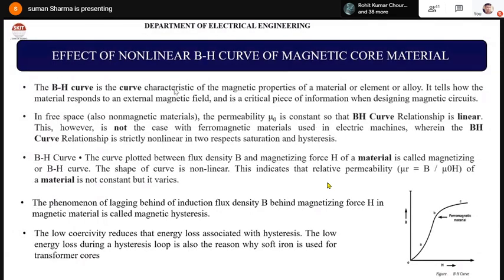So BH curve is a curve characteristic of magnetic properties of any material, element or alloy. It tells us how the material will respond to an externally applied magnetic field, and it is information critical and necessary to us while designing the magnetic circuit of a machine or transformer. In free space or non-magnetic material, this permeability mu naught is constant, that is 4 pi into 10 raised to power minus 7 Henry per meter. And so the BH curve relationship is linear for the free space.